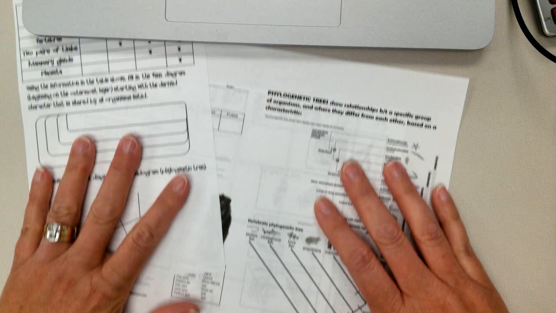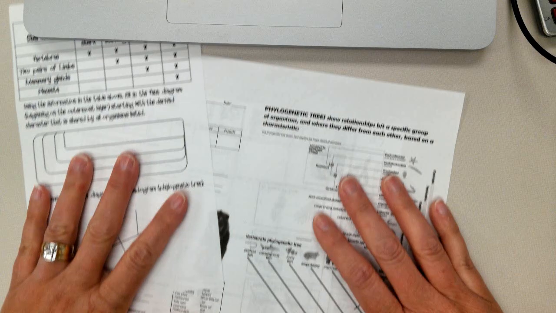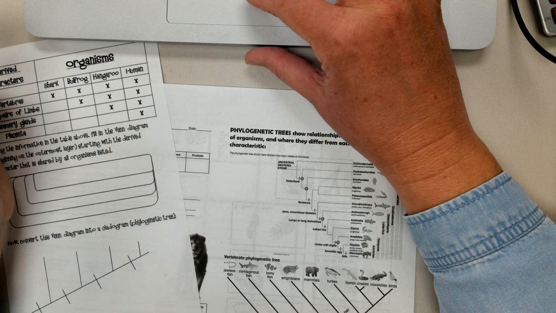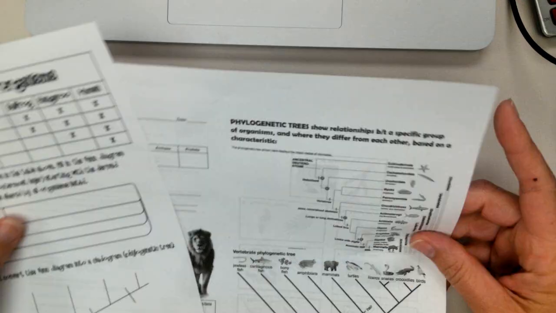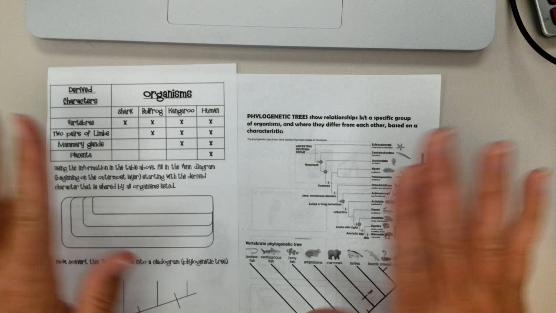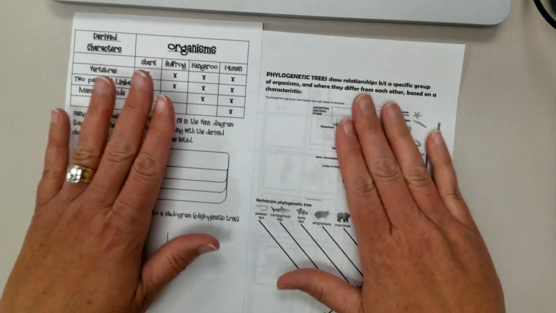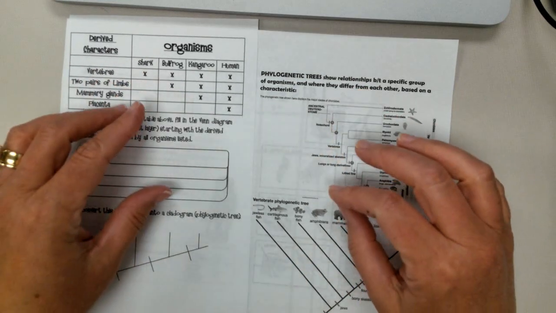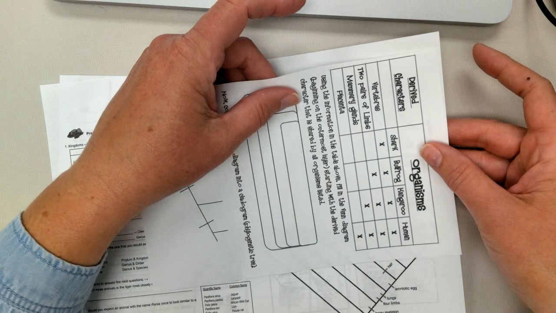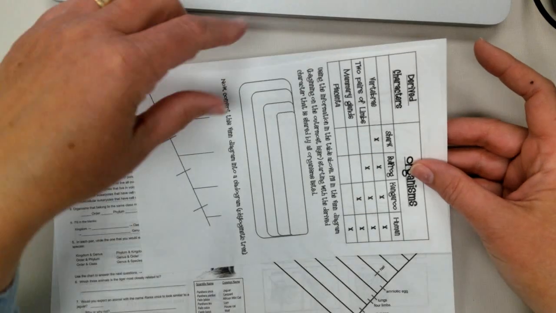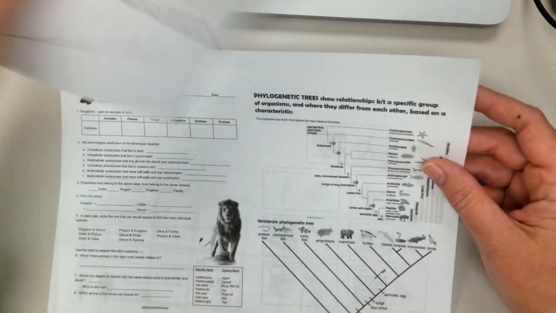In Teams, under classification, notes, videos, there's one that says dichotomous key, and then there's phylogenetic trees. I go over both of these things in that video, so make sure you watch that. When you're finished with this, you're just going to tape it or glue it over here to the side, by the phylogenetic trees. Okay, so just know that.